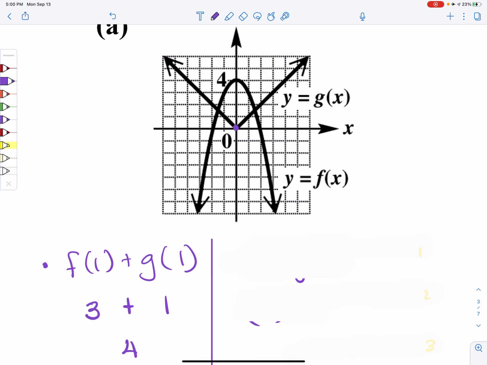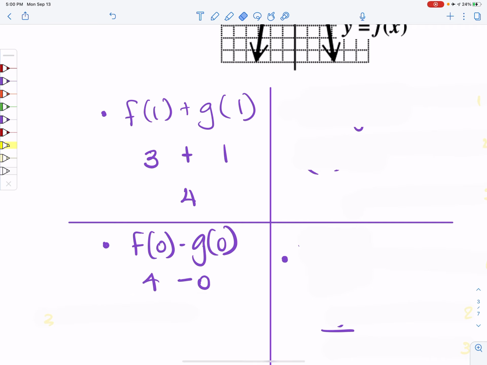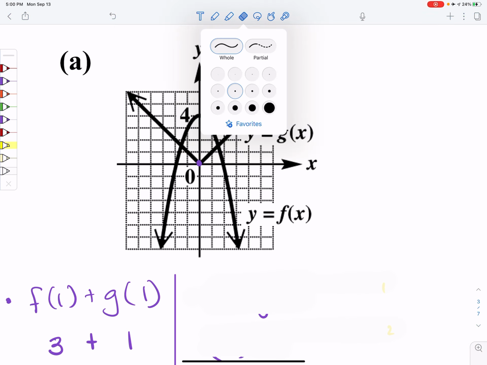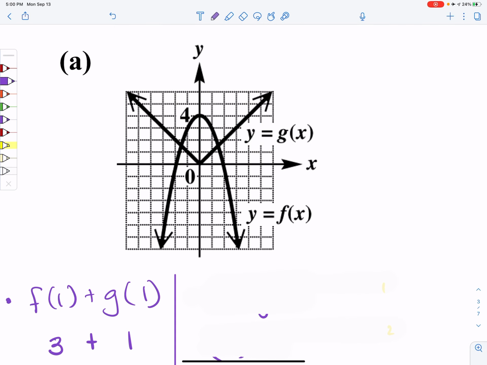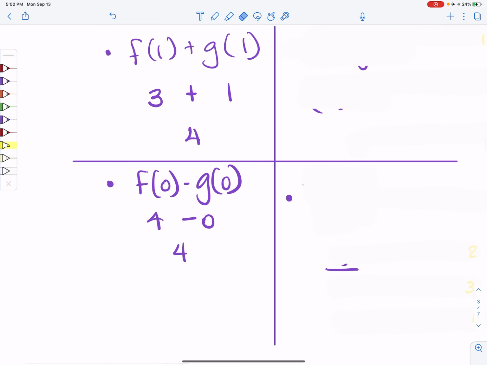And I want f of 0. What is the y value on the f function? Well, that's going to be a value of 4 on the f function. So I've got a 4. Oh, just gave that one away. So g at 0 is once again going to be, here's the x value of 0, but the g function is at the same place, so the y value is also 0. And we have to do 4 minus 0, and we'll get 4.